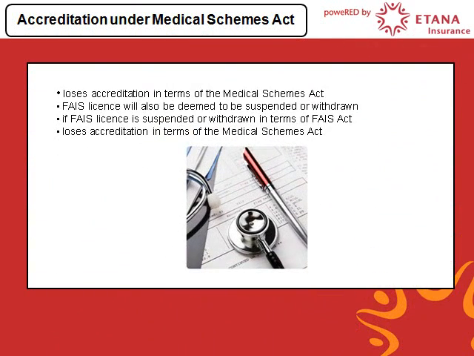Section 8(7) of the Phase Act has certain implications in respect of the certain requirements for FSPs that are also accredited under the Medical Schemes Act. If an accredited medical schemes FSP loses its accreditation in terms of the Medical Schemes Act, the phase license will also be deemed to be suspended or withdrawn. Similarly, if the accredited phase FSP license is suspended or withdrawn in terms of the Phase Act, it will also lose its accreditation in terms of the Medical Schemes Act.